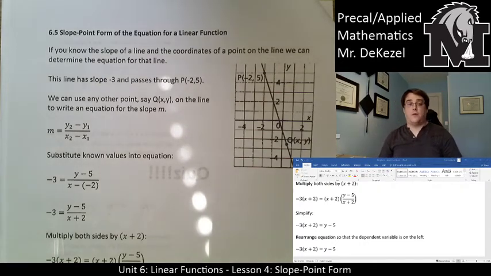This is lesson four. It's titled Slope Point Form. Very similar to the last lesson, which was Slope Intercept Form. But instead, we are using this form whenever we know the slope and a point on the line, instead of the slope and the intercept.